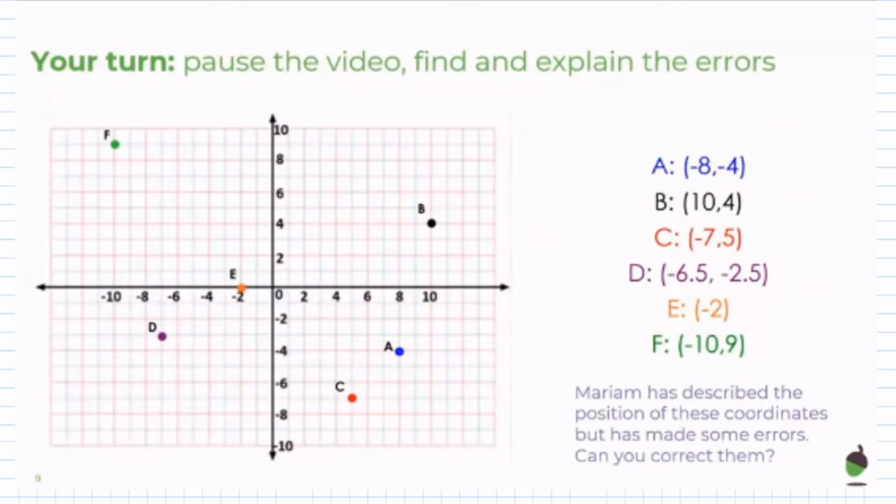So you should be able to hopefully spot the problems with B, C, D, E or F if there are any mistakes. Don't forget, you go along first, that's the first number, and then up or down second.